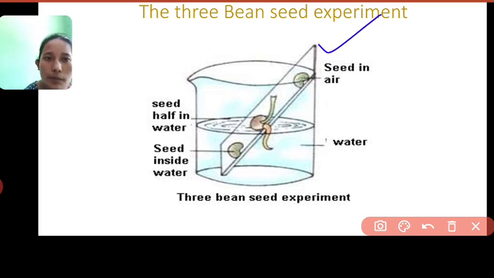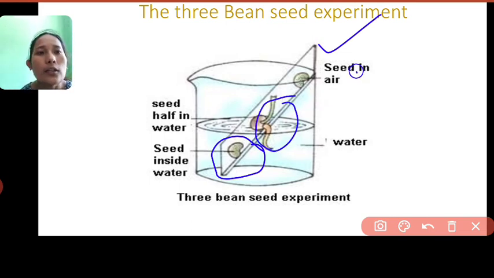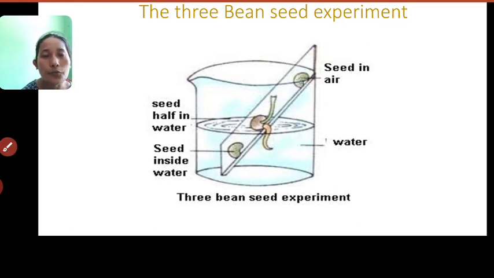Then you will take a beaker half filled with water, and then you will place the slide which has the seeds on it. You will place the slide in such a manner that one of the seeds is completely submerged in water, the second one is partially submerged in water, and the third one is in the air, that means it is not getting any water. We'll keep this setup for a few days.